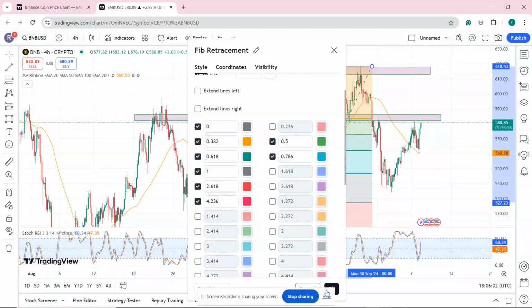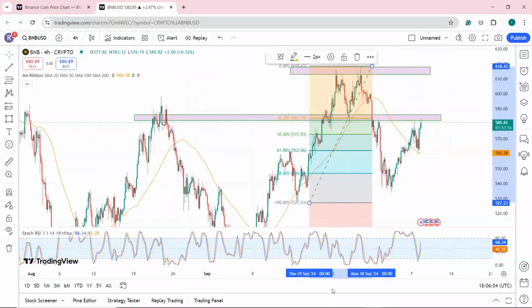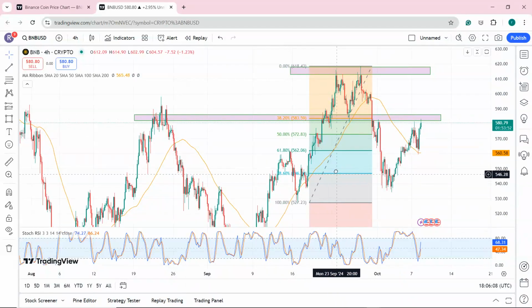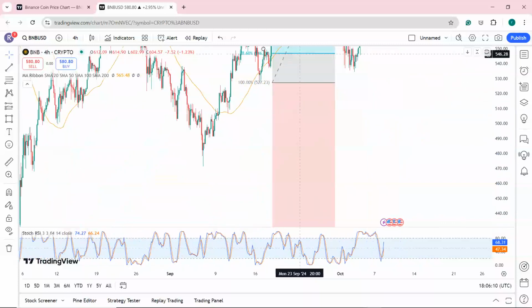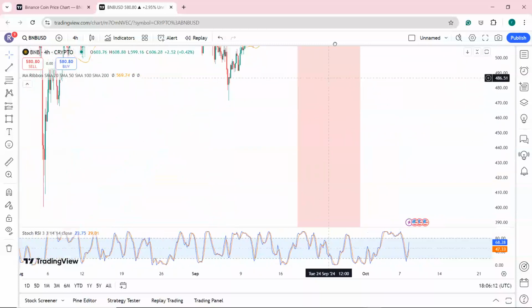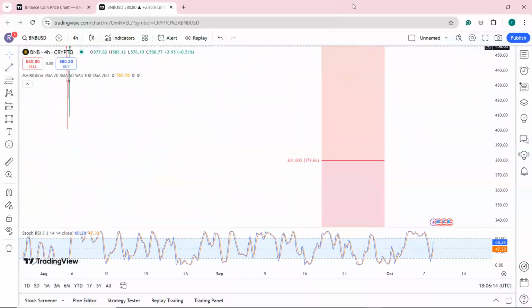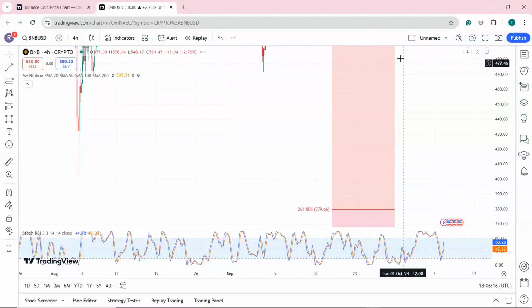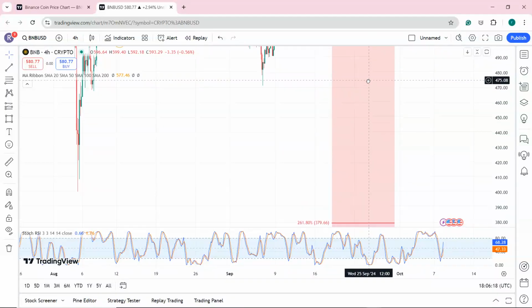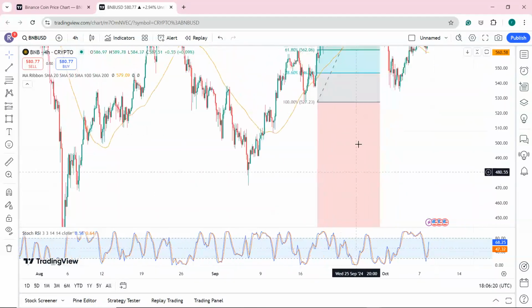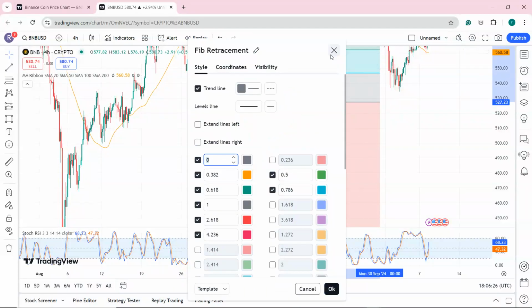So let me just see what I've done so far. This one, I will have to delete. 261 points, I don't really need all that. So let's do another setting.